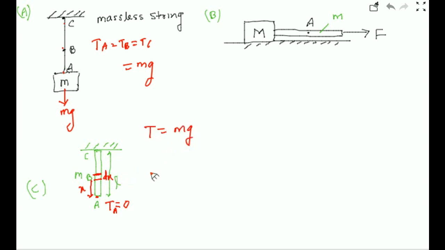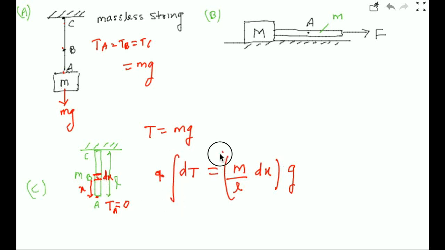So the tension at any arbitrary point, suppose this is dT. What is the mass of the dx element? The mass of the dx element is mass per unit length, L. Suppose this is uniformly distributed mass. So mass m by L multiplied by dx. This will be the mass multiplied by g, and it will act at this point in downward direction. So just take integration. T at any point with respect to x, 0 to x, gives m by L times x times g. So this is the tension in the string.